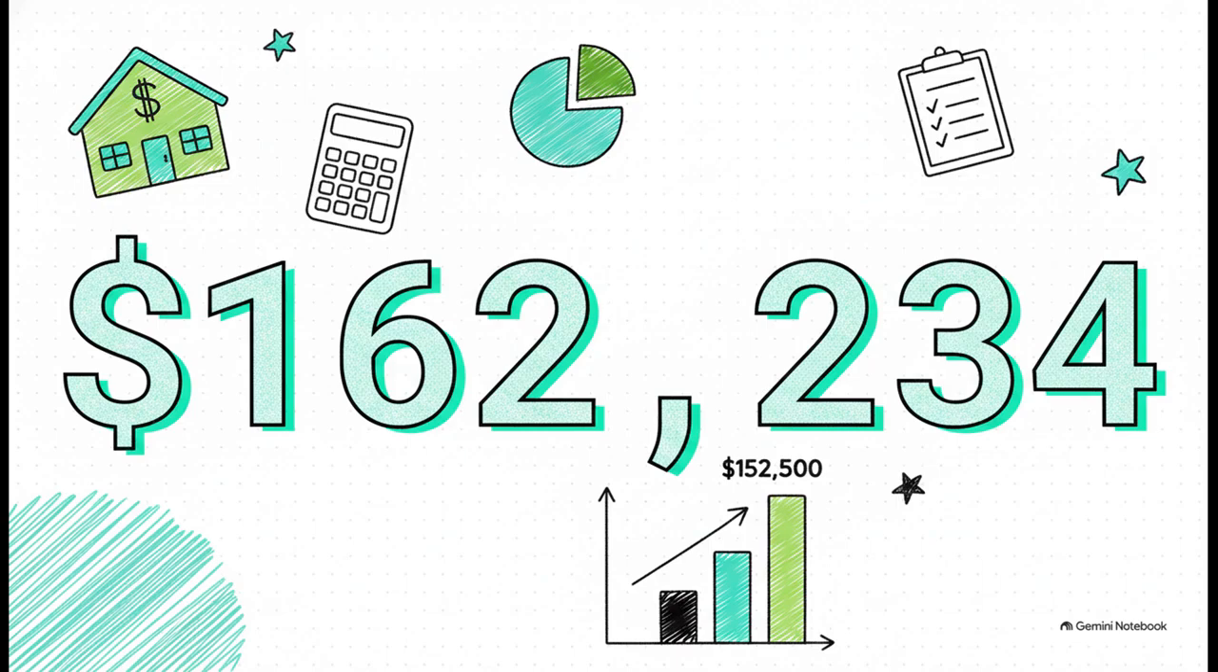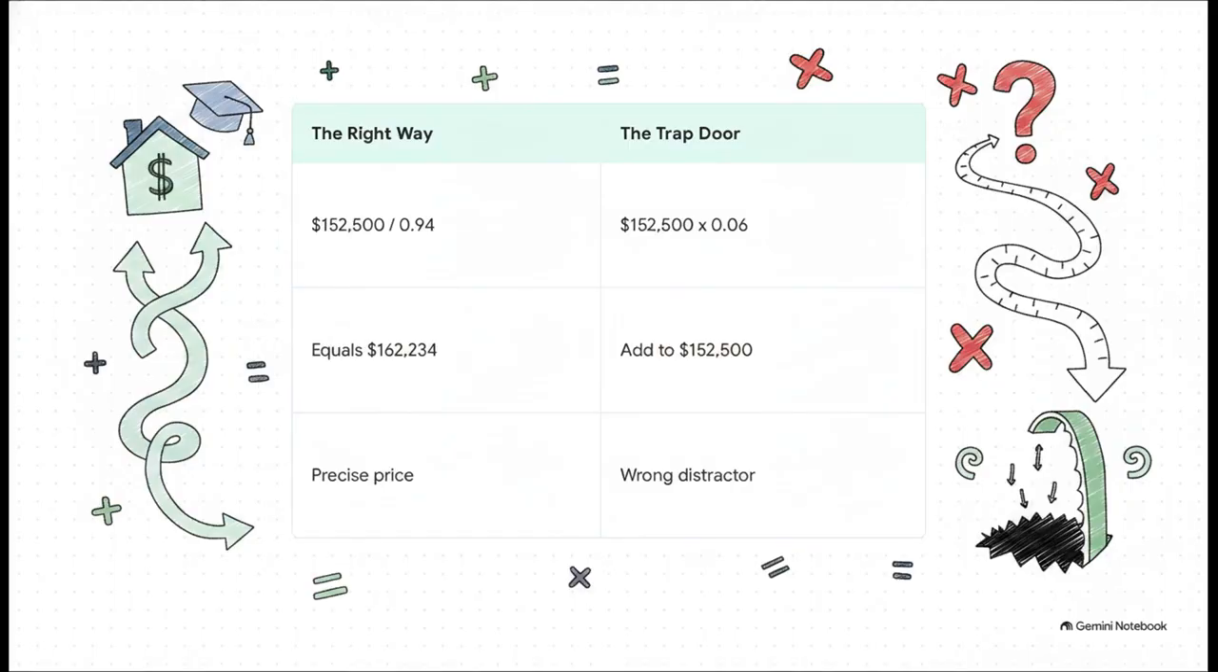Boom! Brilliant job. The answer is option B. You took that combined $152,500 and you properly divided it by 94%, or 0.94, to hit the exact required sale price of $162,234. And notice how those distractor answers like $161,650 or $160,526 were just sitting there, waiting for anyone who forgot the formula and mistakenly tried to multiply and add the percentages directly. Dividing by the remaining percentage is literally the only way to accurately reverse engineer this math.